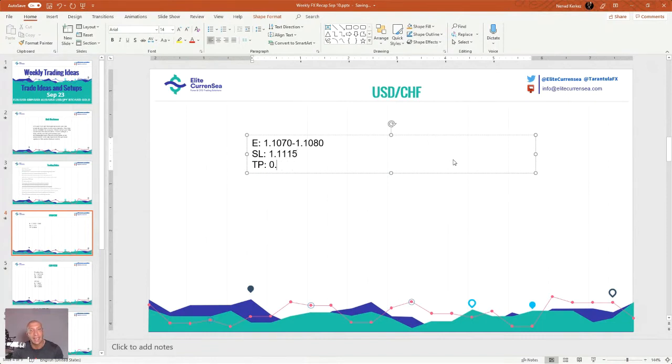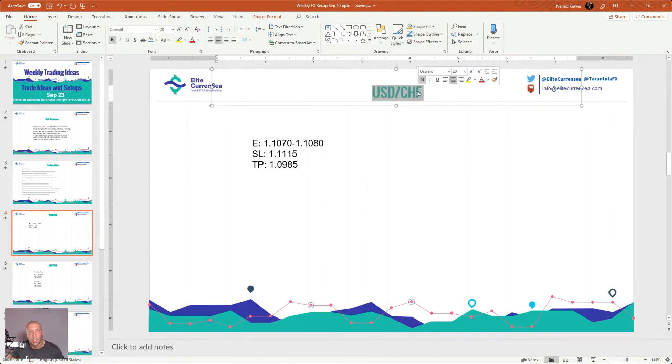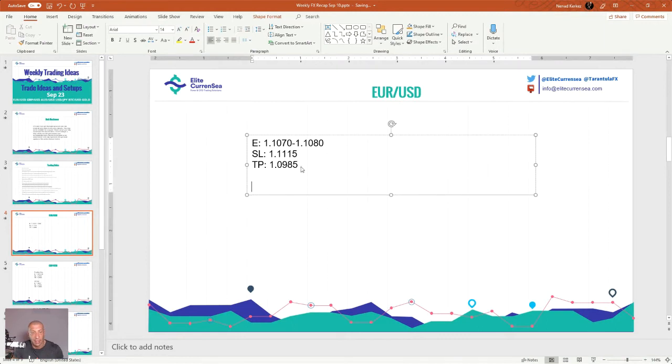Sorry, 1.1115, and then the TP would be exactly 1.0985. So this is a potential idea on the euro dollar. Also, guys, pay attention to a breakout below 1.0925 if it happens. So watch for that. If it happens, then it would be good for a nice sell.